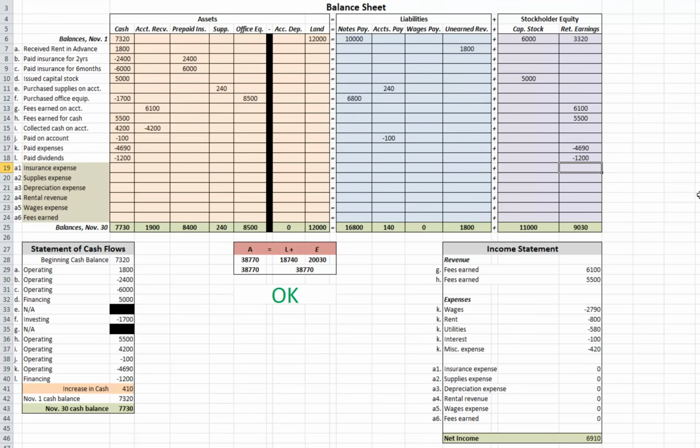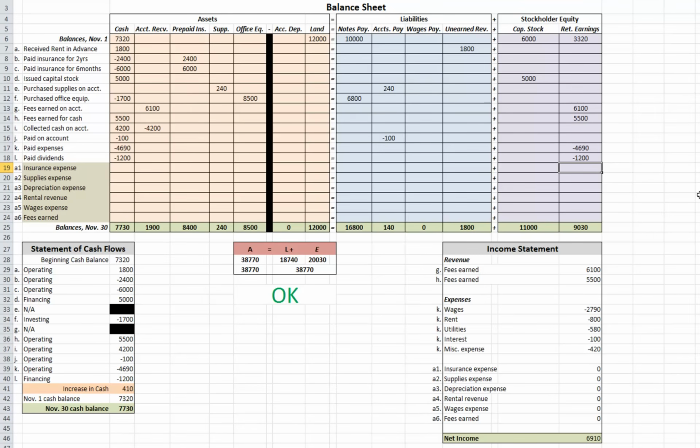Now, on the income statement, we have our 2 revenue streams. We have the fees we earned on account that we're still waiting for some of from the insurance company. We have the $5,500 we earned in cash. So those are our 2 revenue streams. We had some expenses that you would normally occur in a business over a month. So when we net all that out, we had a net income of $6,910.